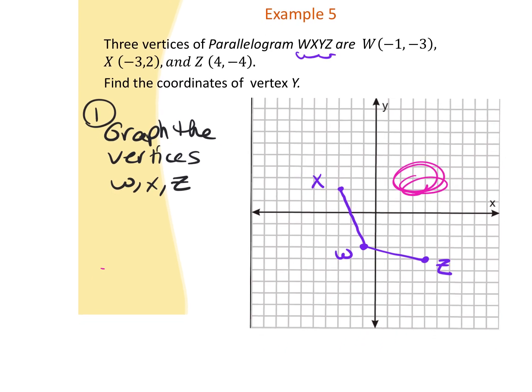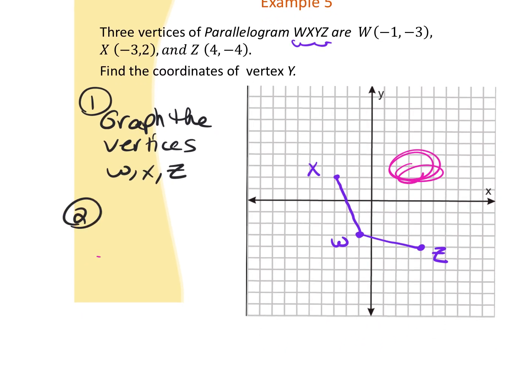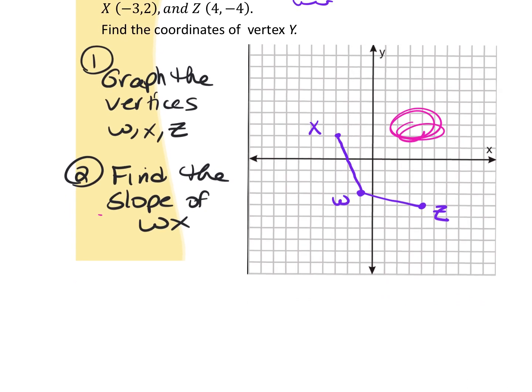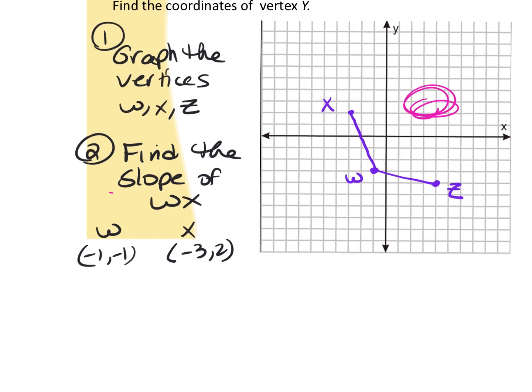So step number 2 is to find the slope of WX. Because remember, when you have a parallelogram, these opposite sides need to be parallel. So I'm going to go ahead and calculate the slope of WX. So remember, your W order pair was -1, -3, and then X was the order pair -3, +2. So I'm going to plug it into the slope formula.